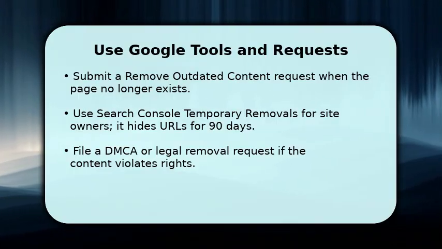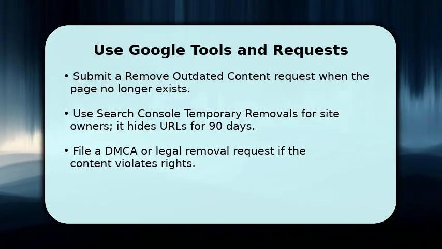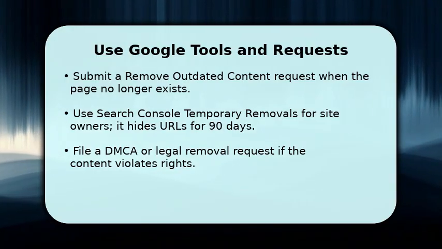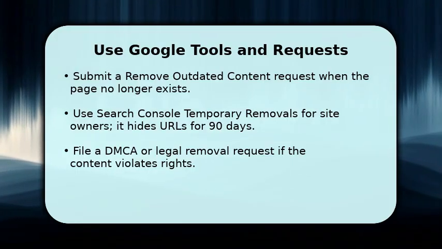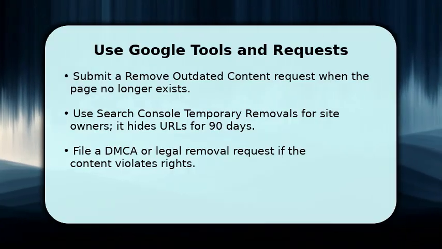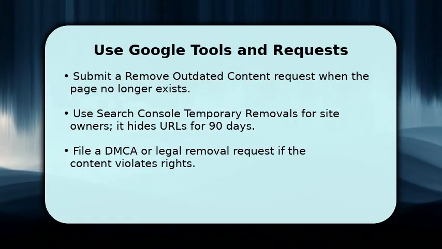Site owners should use Google Search Console temporary removals to hide URLs for 90 days. For copyright violations, file a DMCA takedown request through Google's legal forms. For defamation or privacy, submit a legal removal request with clear documentation.